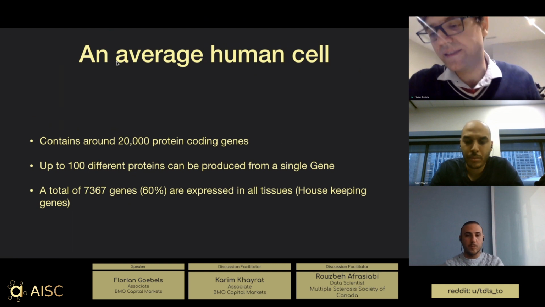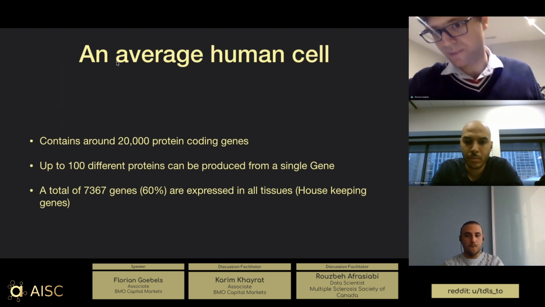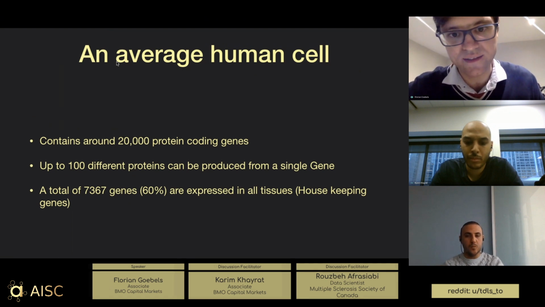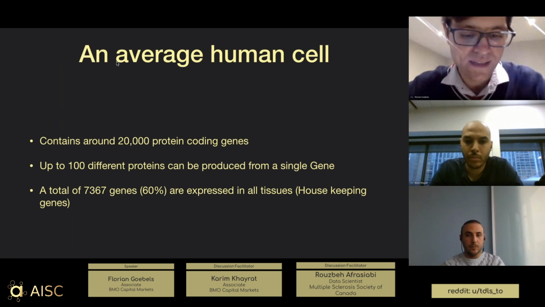So the total human proteome, and with proteome I mean all the possible proteins that you see in your cell, is a bit unknown in how big it is, but it's going to be very, very big, easily more than 200K, or more than 100K.